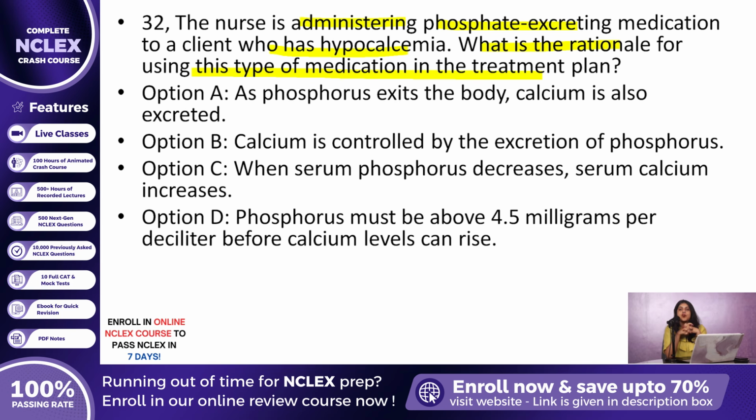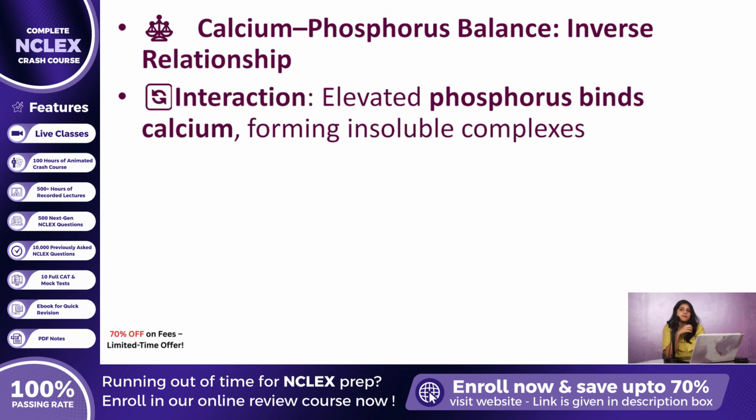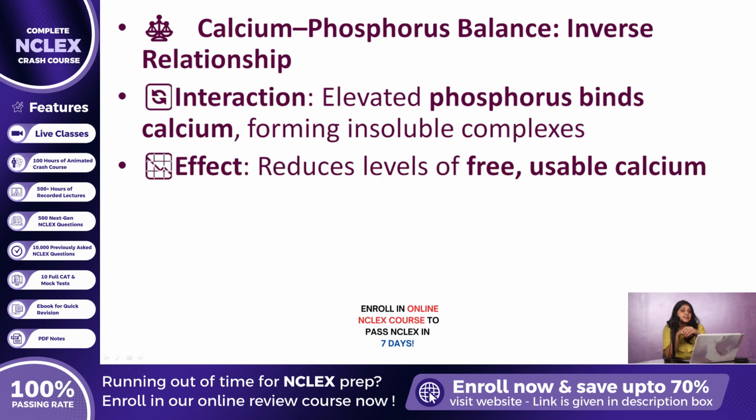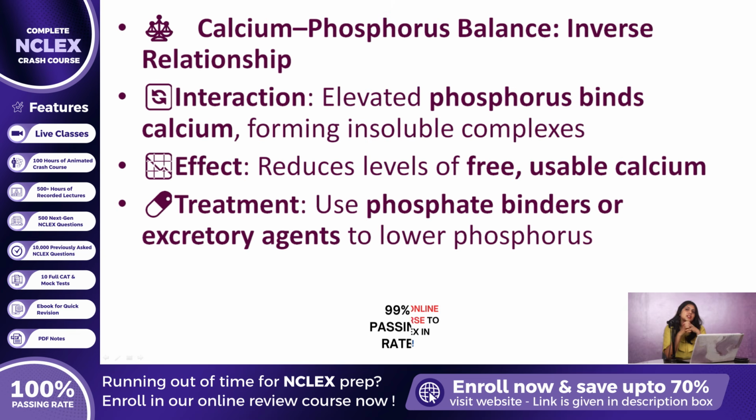The correct answer is option C, when serum phosphorus decreases, serum calcium increases. Now, let us explore why this is the case. Calcium and phosphorus exist in an inverse relationship within the body. When phosphorus levels are elevated, it binds with calcium in the blood to form insoluble complexes, thereby decreasing the amount of free, usable calcium. By lowering phosphorus with medications that bind or excrete it, calcium becomes more available.